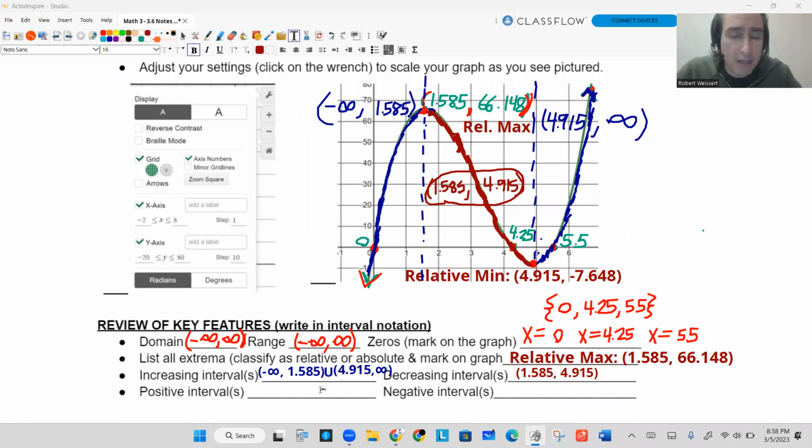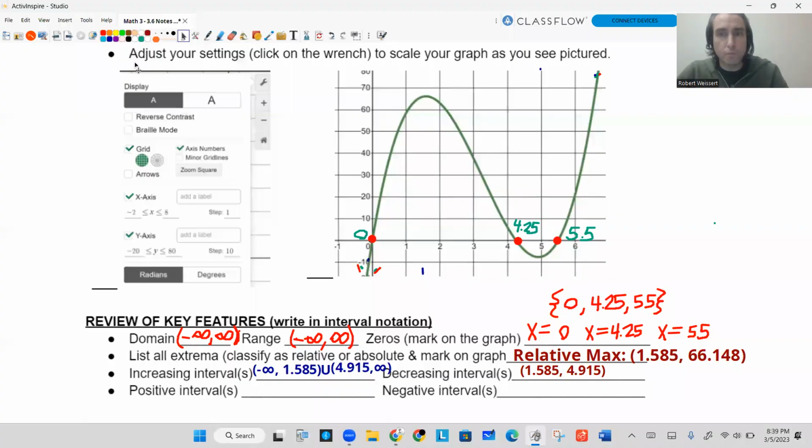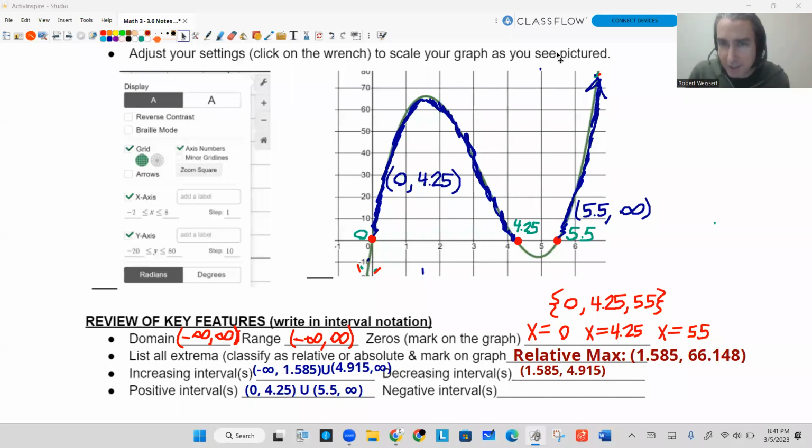The positive and negative intervals are cut off by the x-axis. So remember, the x-axis is your cutoff point for those. So you're only going to be focusing on the zeros where it hits the x-axis. Use those to get your intervals. Let's see if we can identify the positive intervals. Anything above the x-axis is a positive interval. There are two distinct ones, 0 to 4.25 and 5.5 to infinity, okay? Your x-axis is your cutoff point, so just pretend we're only worried about those zeros right now.